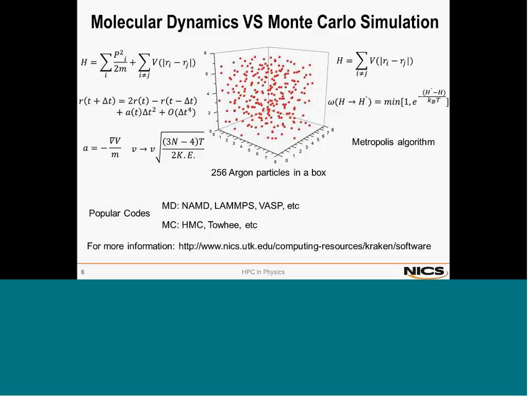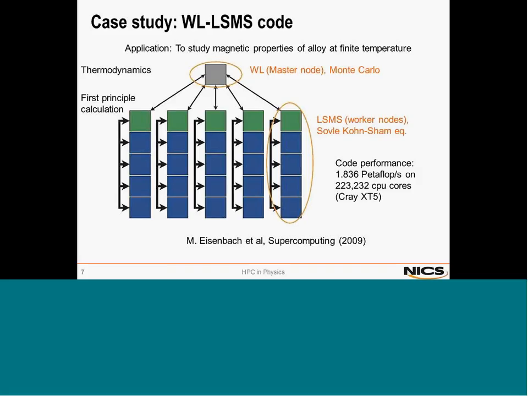There are two examples given. Sample code for HMC, which is a quantum Monte Carlo code, and TAPI, which is a Monte Carlo code that's used to study the phase equilibrium of fluids. For more information, you can go to this link, which lists the software installed on Kraken and the basic information on how to use it.